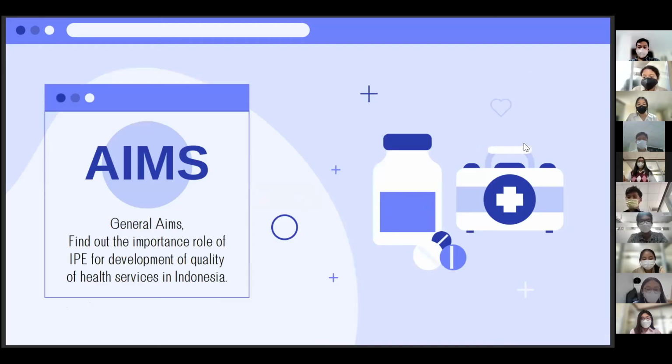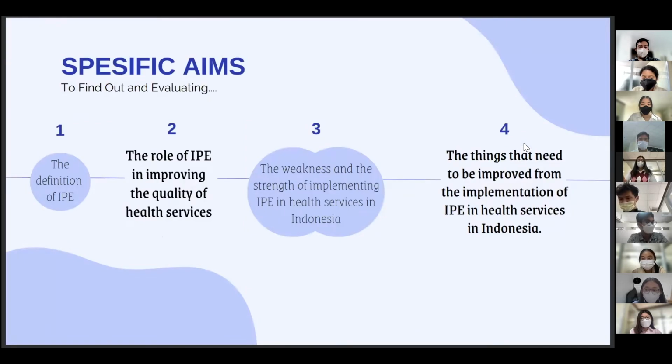The aim of our student project is divided into two parts. The first part is general aims, which is to find out the important role of IPE for development of quality of health service in Indonesia. Then the second part is specific aims that consist of four aims. First, to find out the definition of IPE, then to find out the role of IPE in improving the quality of health service. The third one is evaluating the weakness and the strength of implementing IPE in health service in Indonesia. And the last one is to find out the things that need to be improved from the implementation of IPE in health service in Indonesia. Next.